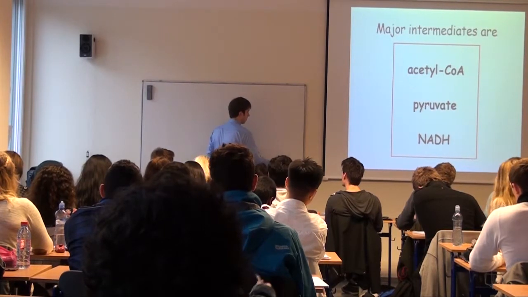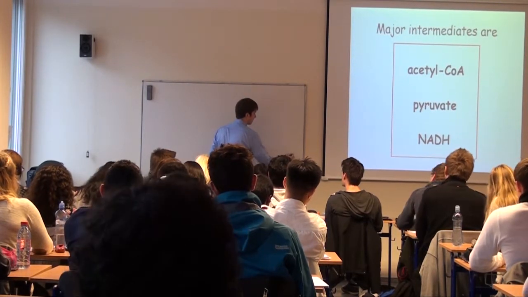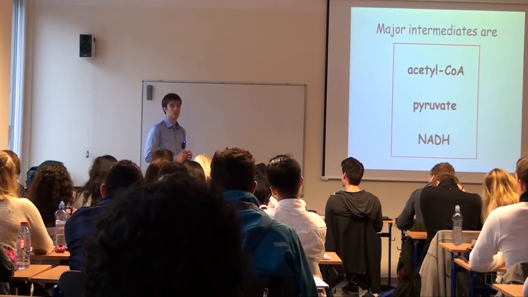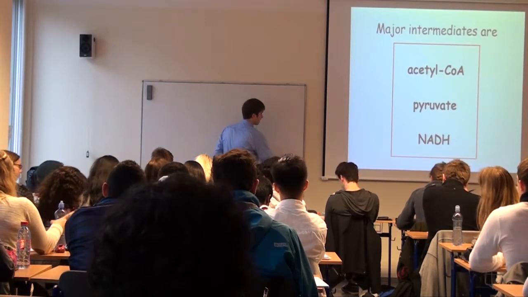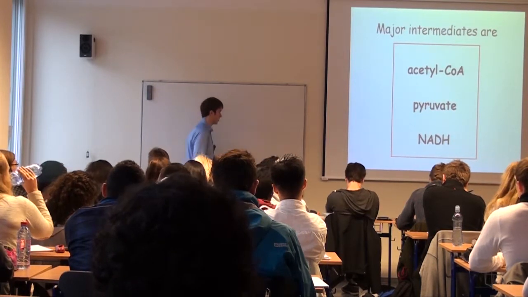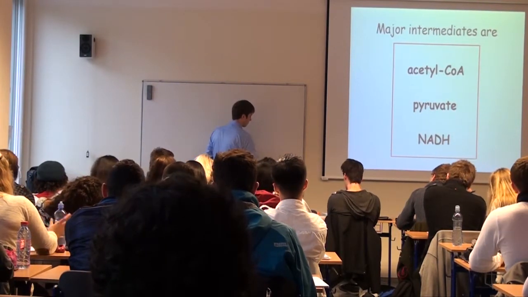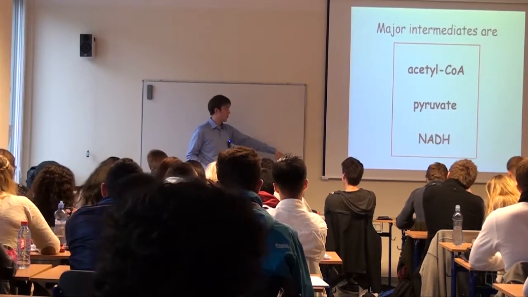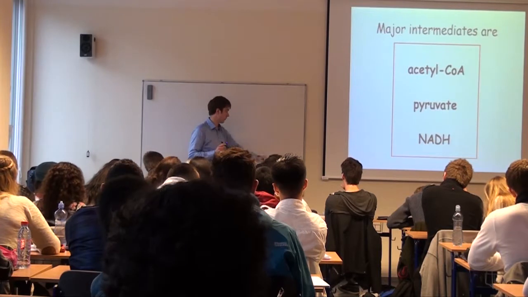ATP and carbon dioxide. ATP and water. These two things are produced in the respiratory chain. The majority of ATPs are produced in here, in the respiratory chain.